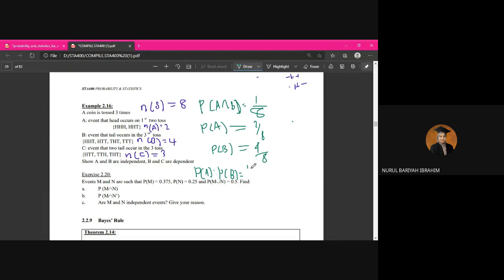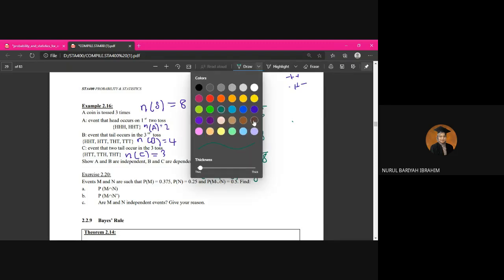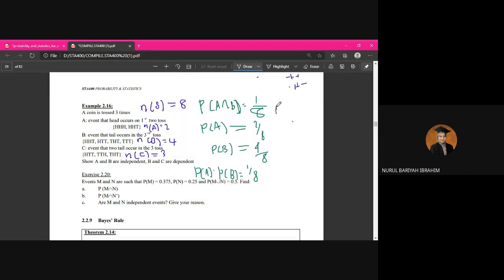Okay. So it shows that event A and B are independent since, okay, you can write down, we can say that A and B are independent since probability of A intersect B equal with the probability of A multiply probability of B. So this is the proving that A and B are independent. Okay, how about B and C? Dependent. So you need to find the probability of B intersect C.